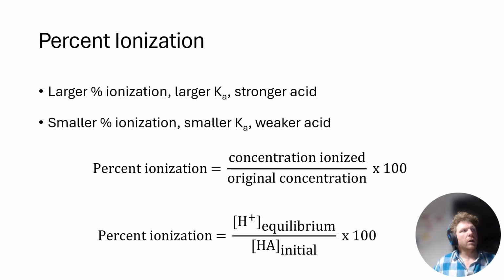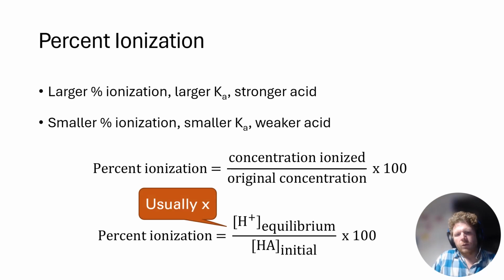Now, we can look at acids and Kas, and we can look at something referred to as our percent ionization. Now, our percent ionization is going to be the concentration of our ionized form versus our original concentration, multiplied by 100 to get a percentage. Hydrogen ion concentration at equilibrium versus our HA initial concentration, that is going to be multiplied by 100. That's a measure of our percent ionization.